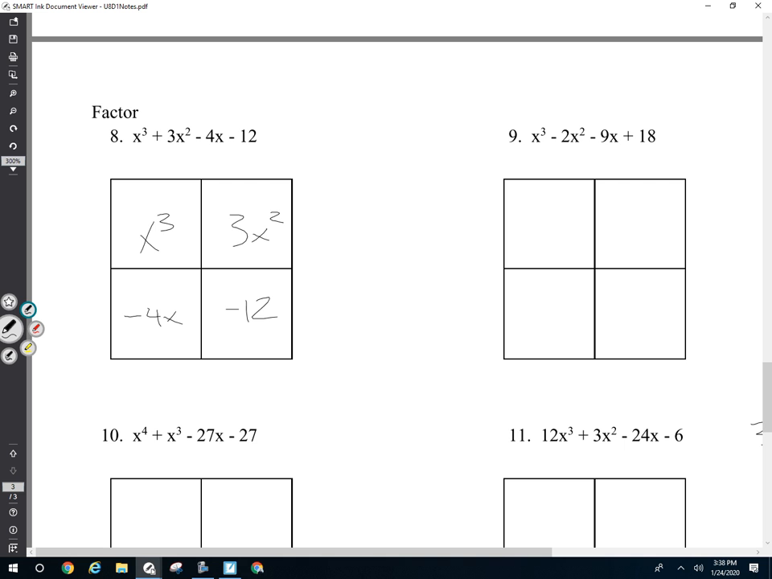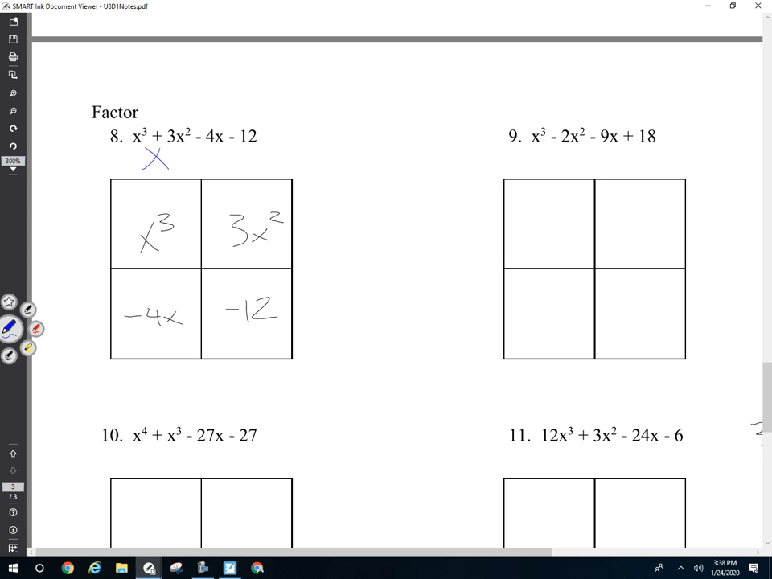Okay, now we're going to play a little game. We are going to focus on columns and rows. Okay? Tell me, if I just showed you x cubed and negative 4x, what do they share? An x. Put the x right up there. That's what these share.